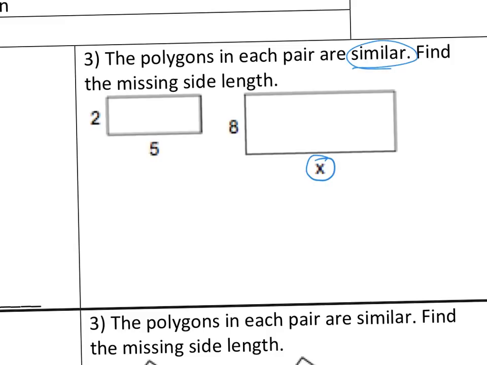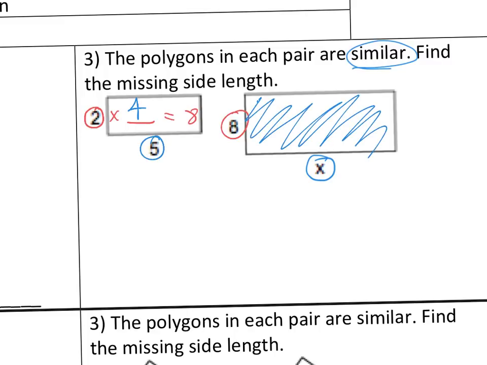Now, you can solve this 2 ways. You can use mental mathematics. You can reason 2 times what gets you 8. 2 times 4 gets you 8. So you know that this rectangle is being magnified by a scale factor of 4. So the scale factor would be 4. So all you would have to do is multiply 5 times 4. 5 times 4 is 20. So x is equal to 20.